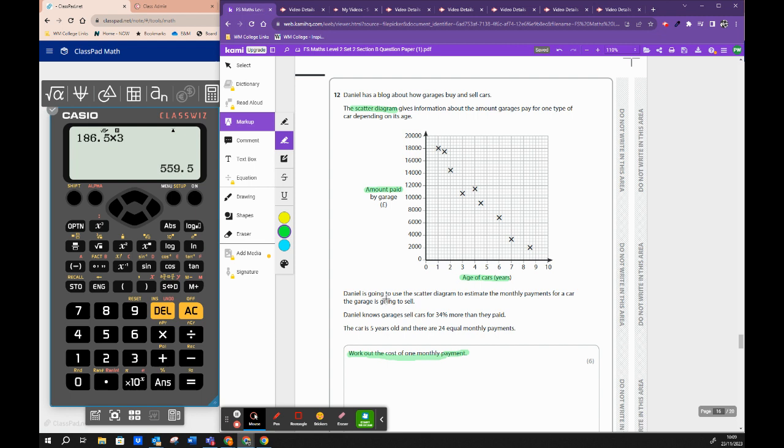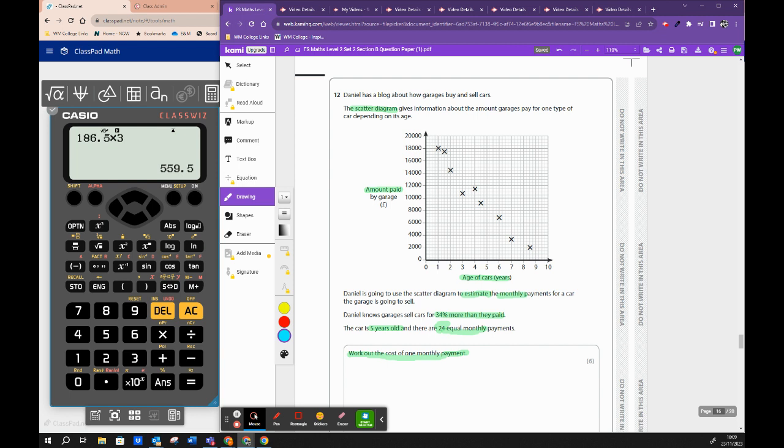Daniel Peter is going to use the scatter diagram to estimate the monthly payments for a car the garage is going to sell. Daniel knows garages sell cars for 34% more than they paid. The car is 5 years old and there are 24 equal monthly payments.